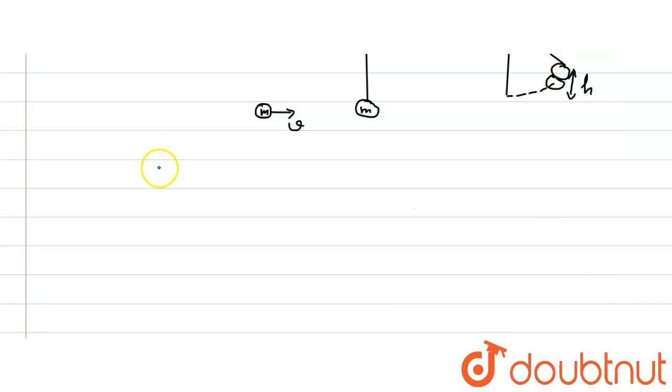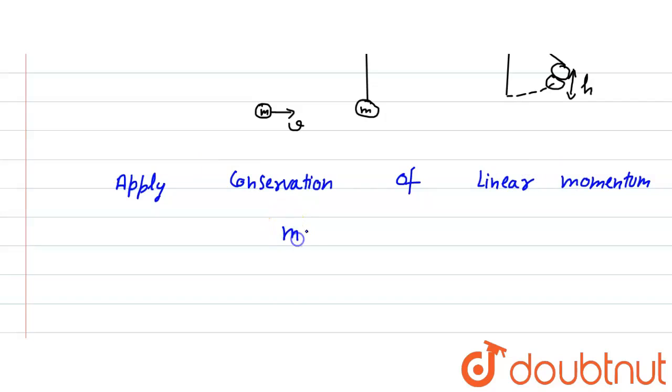So apply conservation of linear momentum. So the equation will come: mv is equal to 2mu. Now u is equal to v by 2.